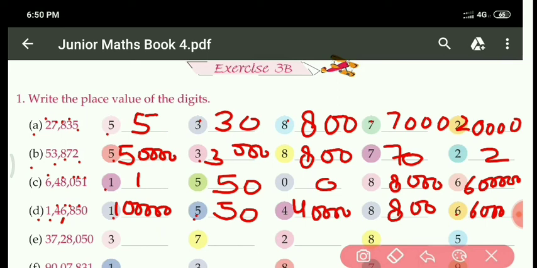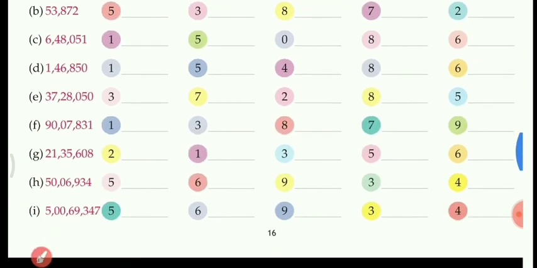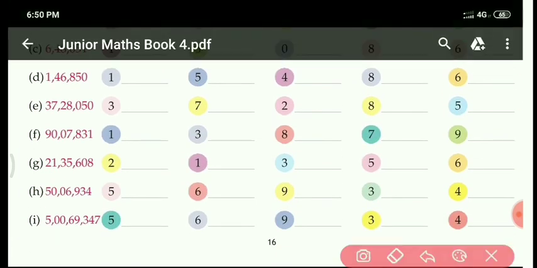So students, simply read the place of the digit. Okay. Then write the place value of the given digit also. So as I have done these A, B, C and D parts, similarly you will do the other remaining parts. The remaining parts I will give you as homework. Got it? So here how many parts? You will do E to I parts. Okay. These parts will be your homework.